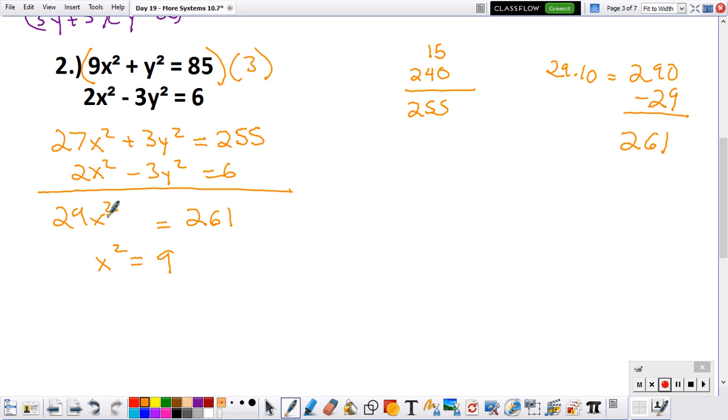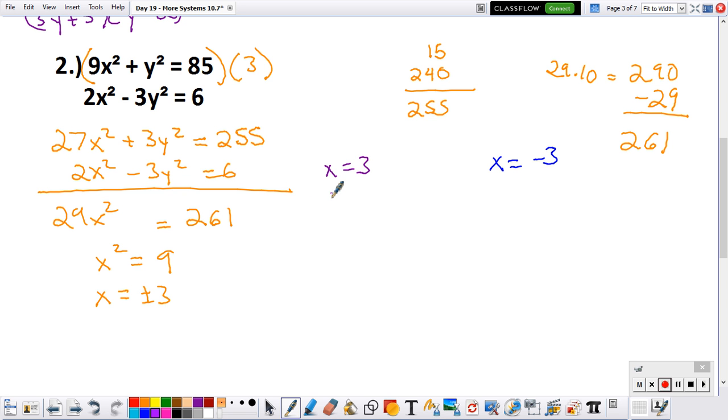I want to point out, I noticed if I multiplied this number by 10, it was close. So I multiplied it by 10 and then I subtracted 29. And I might have had to do it again, and it might have been 8. I didn't know. It was a surprise. So I've got x equals plus or minus 3. So let's solve. Here we go. First off, x equals 3. We'll do it in purple.